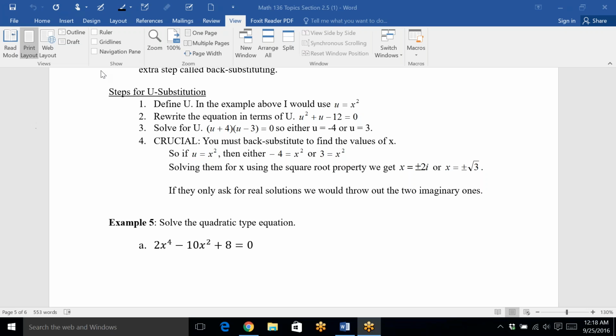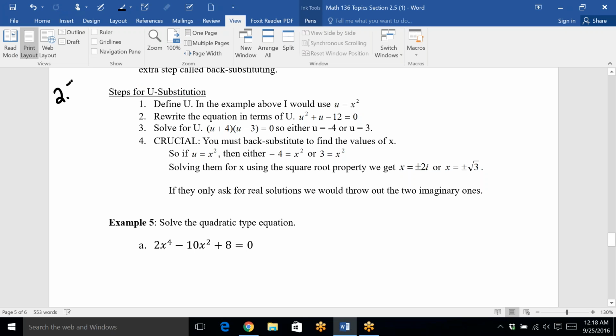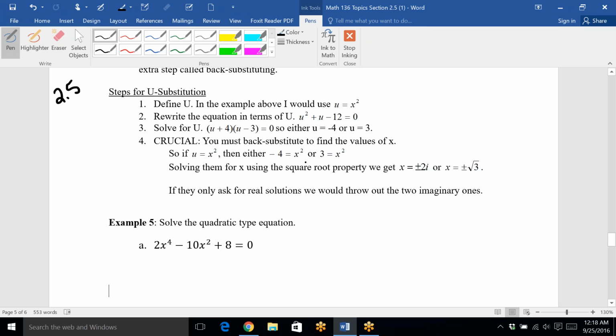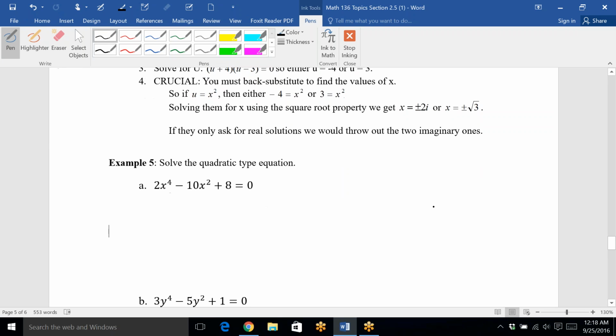Okay, this is the continuation of the 2.5 notes. There were some extra examples on u substitution that we needed to talk through. Some of these could be factored, but u substitution is a useful tool for calculus, so it's good to get a handle on it now.